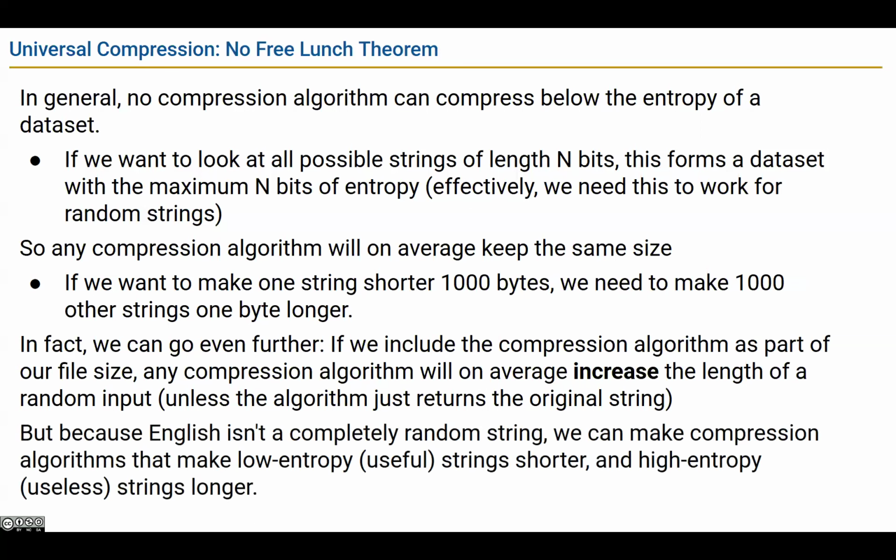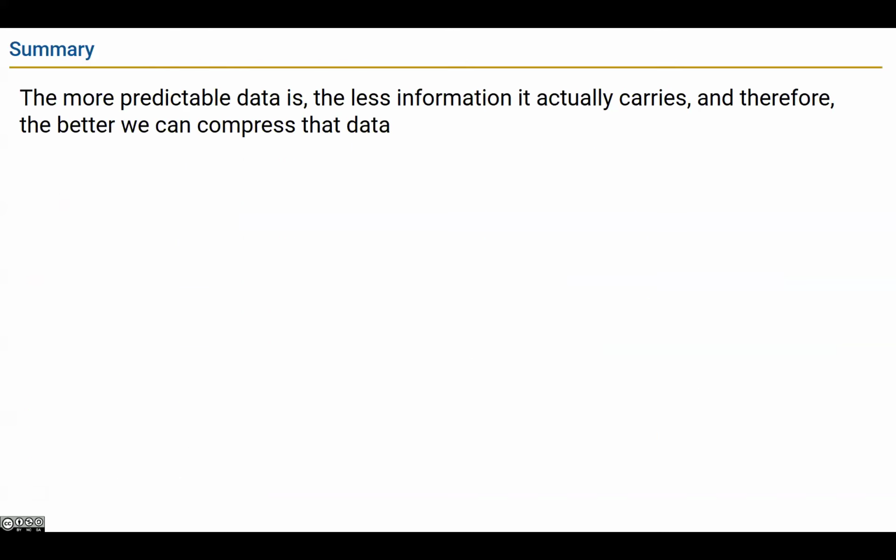But the reason we can take advantage of this is that only a small fraction of all possible strings are actually valid English sequences. That's why we can create this compression algorithm. We take all the low-entropy strings and make them shorter, and we take all the higher-entropy strings and make them longer. And that's perfectly fine because all of our data are short, low-entropy strings.